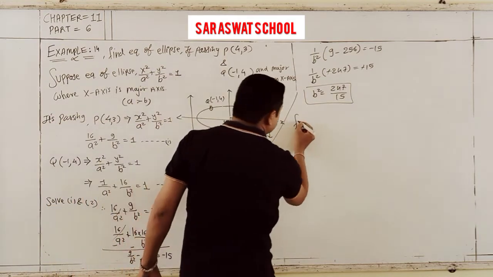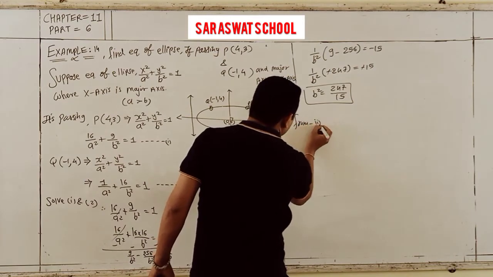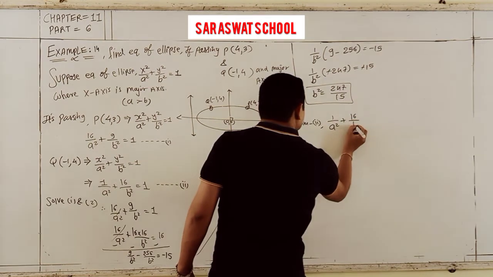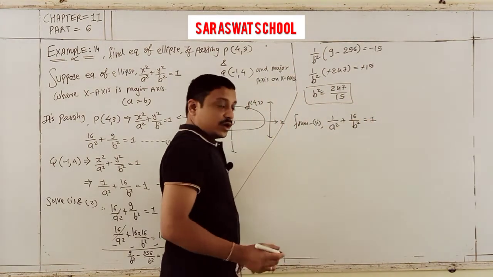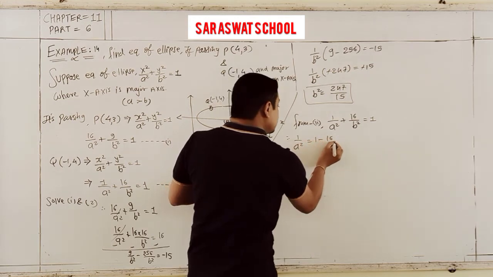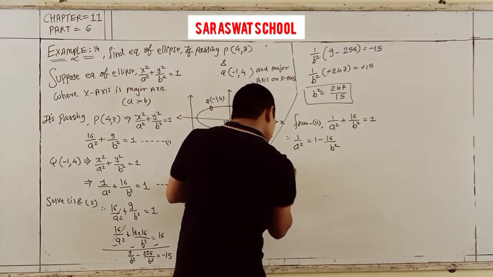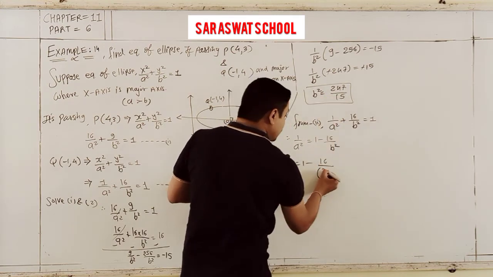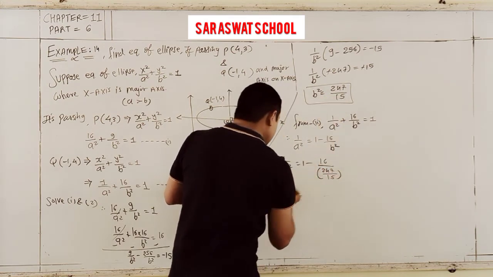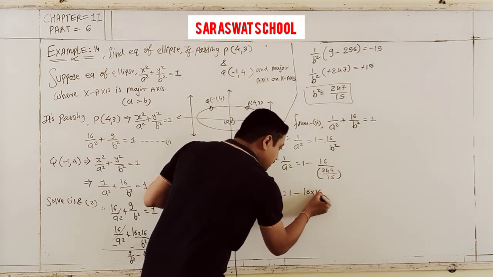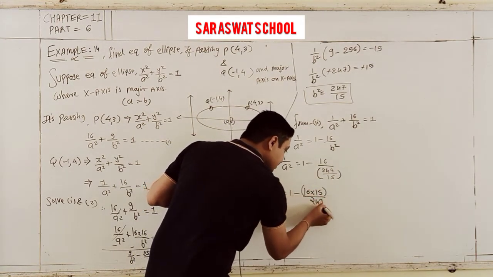From equation 2, what is it? 1 by a square plus 16 by b square equals 1. So 1 by a square as it is, 1 minus 16 by b square. You just apply your value. B square is 247 by 15. So 1 by a square, here 16 into 15 by 247.